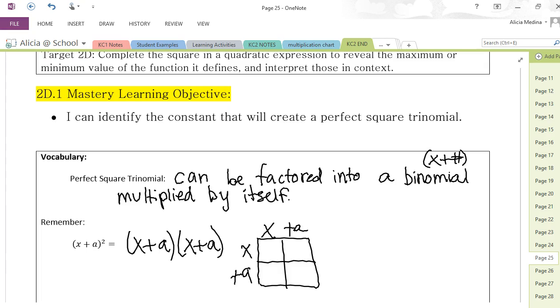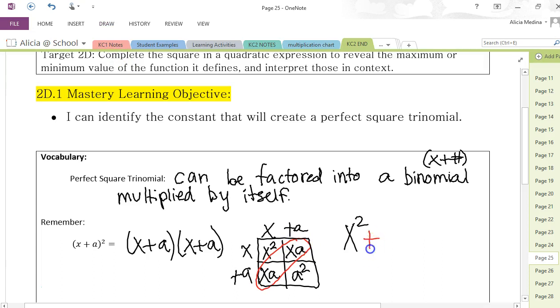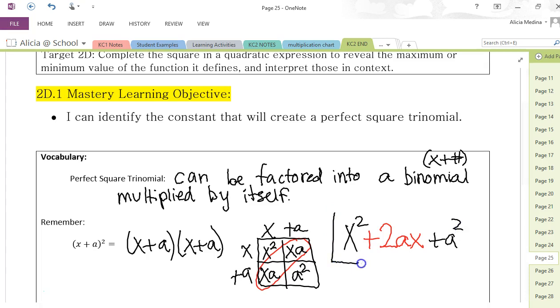because we're trying to complete the square. If we multiply all of this out, we get x squared, xa, another xa, and an a squared. When I write those in alphabetical order, I'm left with x squared, and remembering that there are two of those, 2ax, and then we have a squared at the end. So that's typically what we see when I have a trinomial that is a perfect square: a squared at the end and plus that 2ax in the middle.